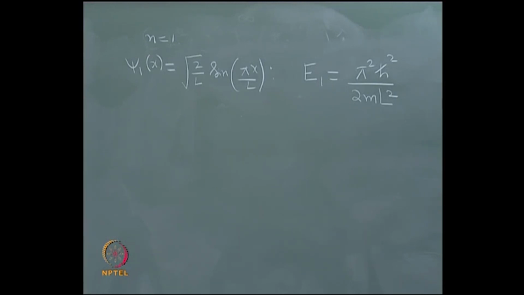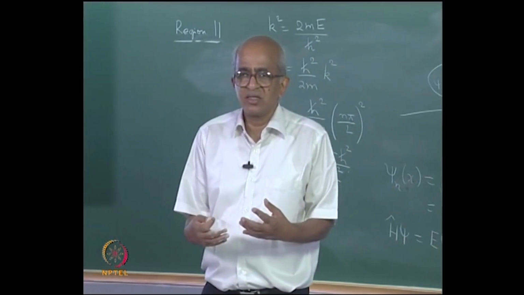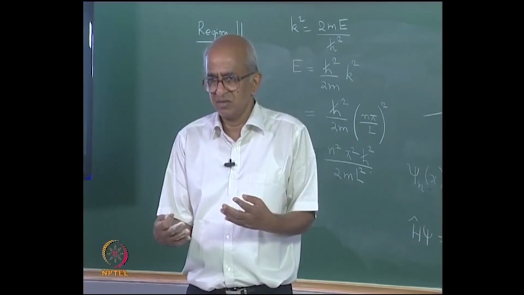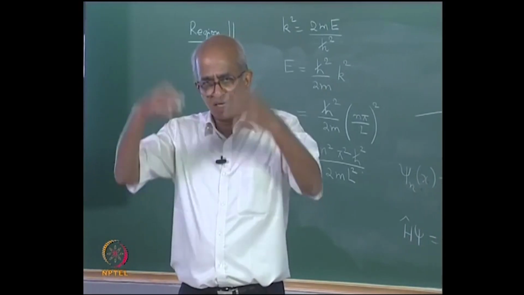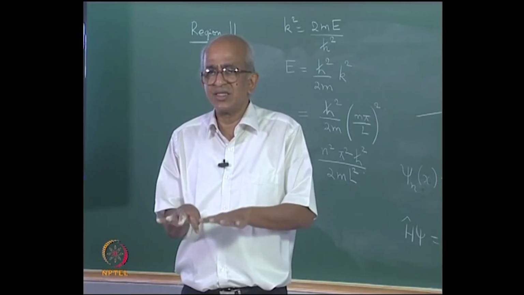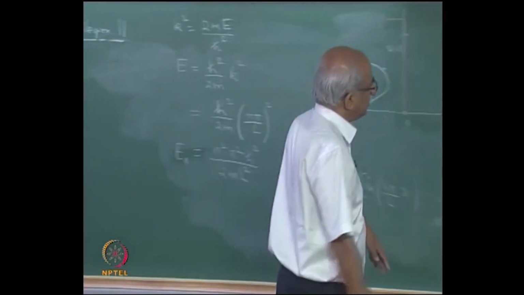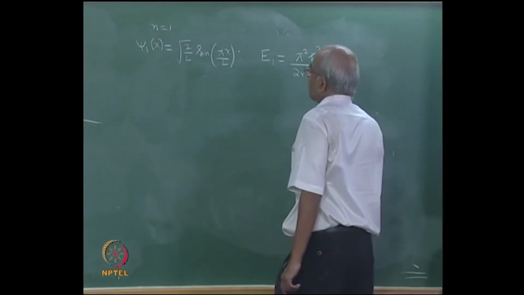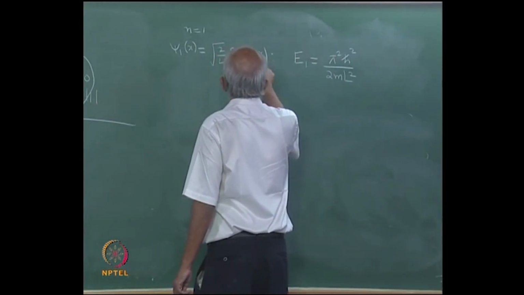If you think about it, you will realize that this is the stationary state that has the lowest value for E, because n is equal to 1. Any other solution will have a larger value of E, and therefore, this is the lowest possible stationary state of the system. Its energy is equal to pi squared h cross squared by 2 m L squared, and the wave function is square root of 2 by L sin pi x by L.